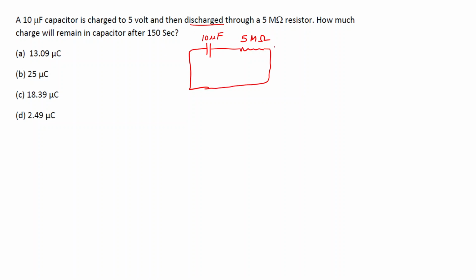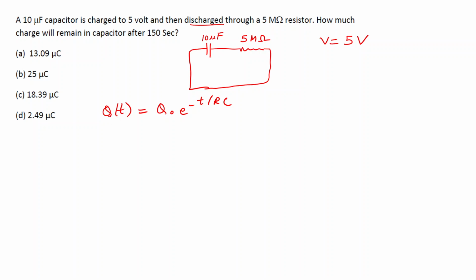It was charged up to 5 volt and now it's discharging. How much charge will remain in the capacitor after 150 seconds? Again, it's very simple, using this very useful expression: Q naught e to the power minus t by RC. So in 150 seconds, how much charge will remain?